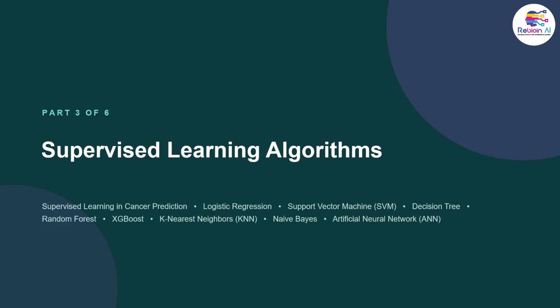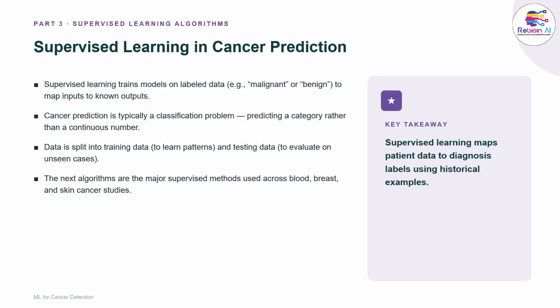Okay, now welcome to part 3, the algorithmic core of this course: supervised learning algorithms. We are going to go through 8 different models one by one, building from the simplest and most interpretable up to more powerful, more complex ones. We have covered the data side. From here, we shift into the actual algorithms that learn from this data.